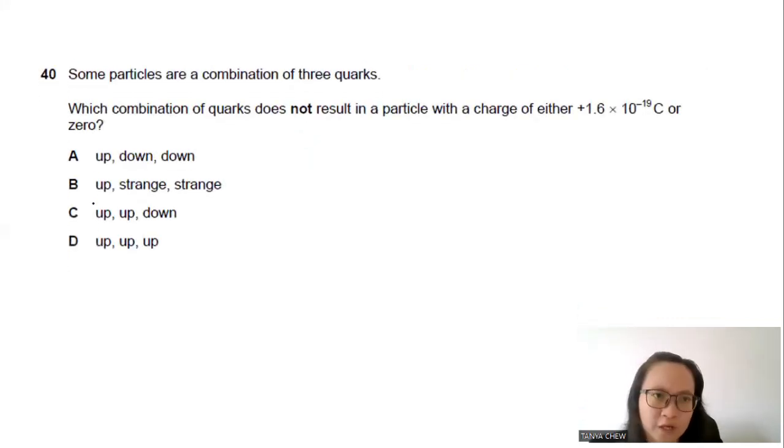Last question here, number 40. Some particles are a combination of 3 quarks. Which combination of quarks does not result in a particle with a charge of either positive 1.6 times 10 to the power negative 19 coulomb or 0?